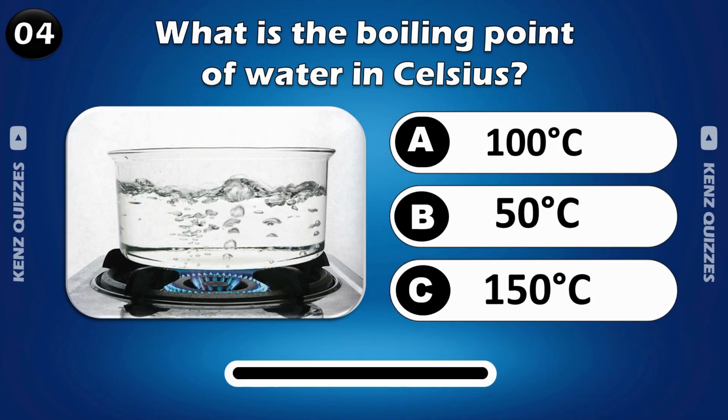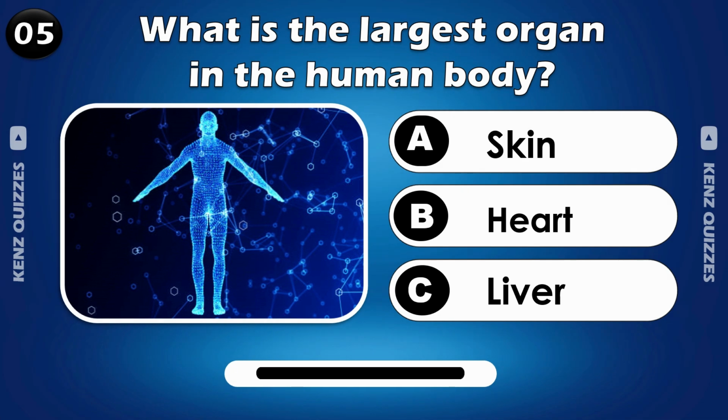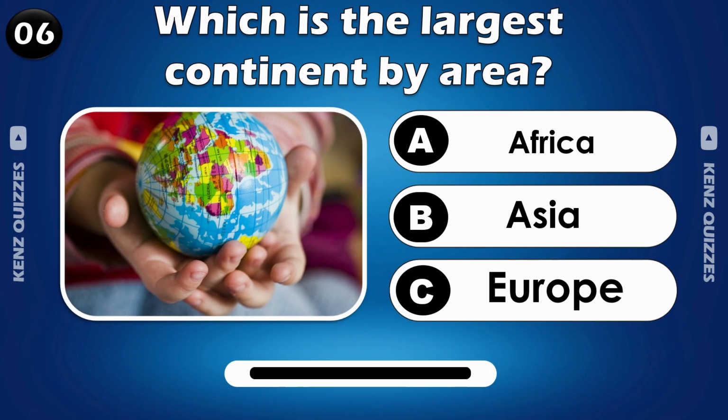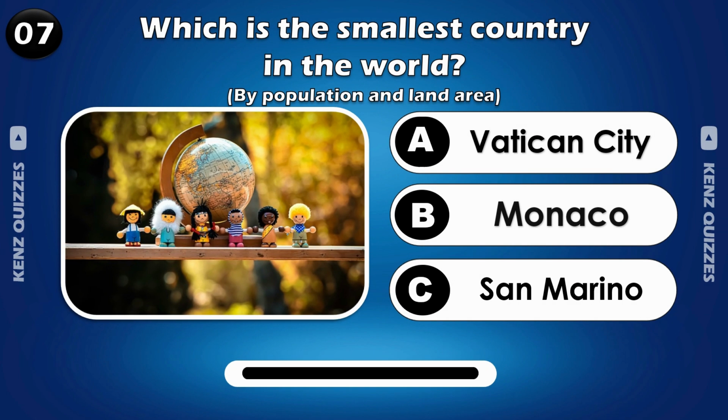Wheat. What is the boiling point of water in Celsius? 100 degrees Celsius. What is the largest organ in the human body? Skin. Which is the largest continent by area? Asia. Which is the smallest country in the world by population and area?